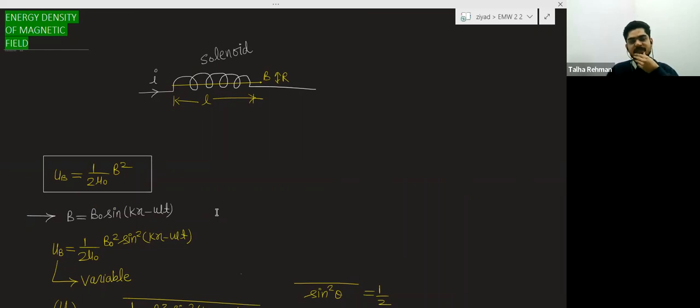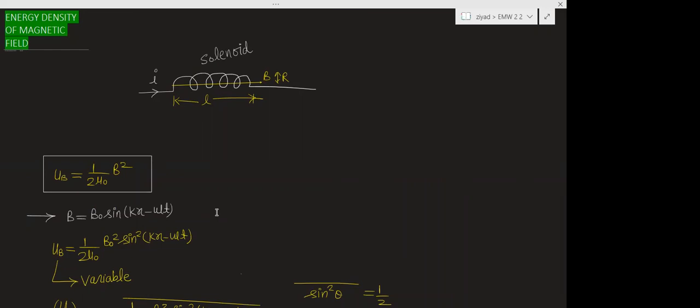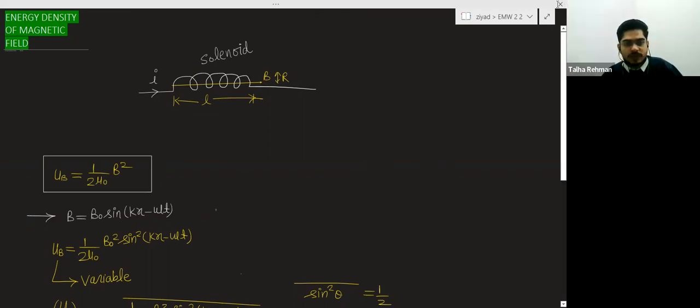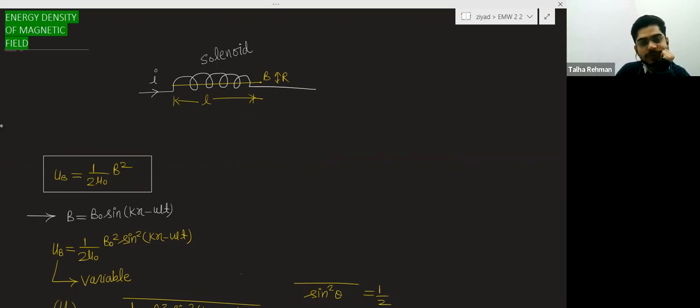I have derived the energy density of the magnetic field earlier, when we were discussing the chapter electromagnetic induction. So the energy density of the magnetic field is half B square by mu naught. This is the formula. U suffix B is the energy density of the magnetic field.